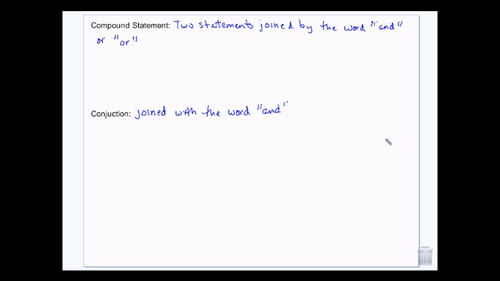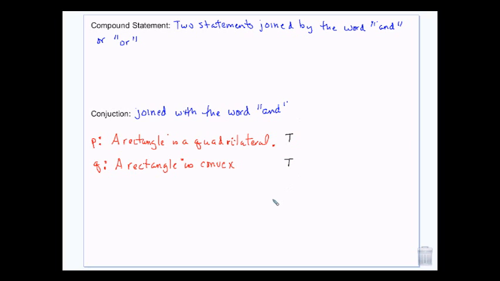And so if we had, let's say P is that a rectangle is a quadrilateral. And let's say we had Q, a rectangle is convex. Okay, and these are both true. I could have the statement a rectangle is a quadrilateral and is convex.